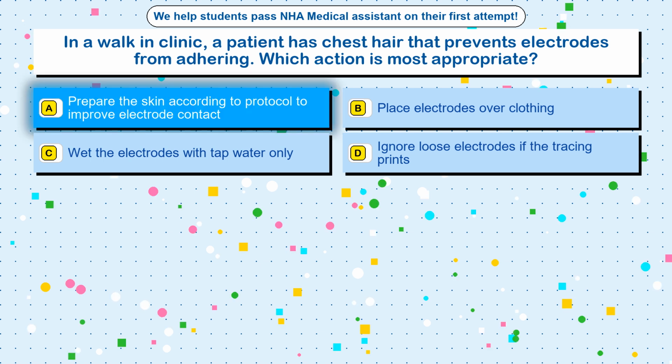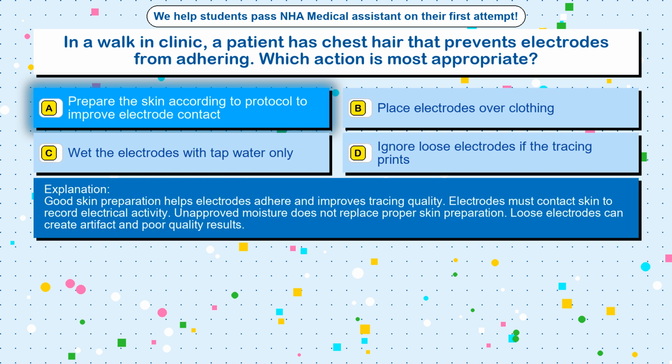Prepare the skin according to protocol to improve electrode contact. Good skin preparation helps electrodes adhere and improves tracing quality. Electrodes must contact skin to record electrical activity. Unapproved moisture does not replace proper skin preparation. Loose electrodes can create artifact and poor quality results.